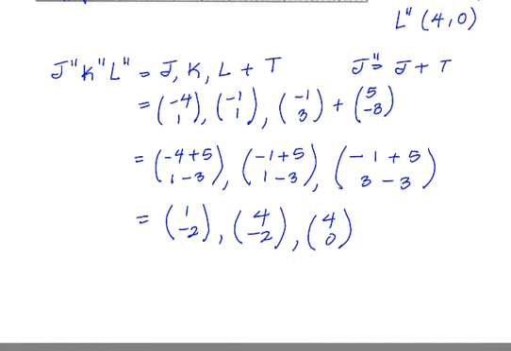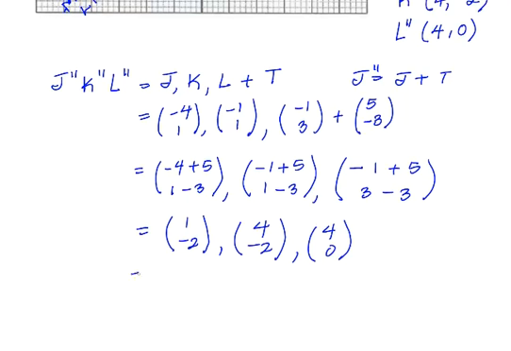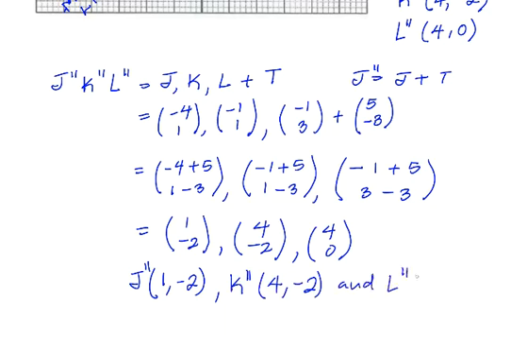So again, J would be (1, -2). That's J double prime. K double prime would be (4, -2), and L double prime would be (4, 0). All right, so that is an alternative approach to the question.